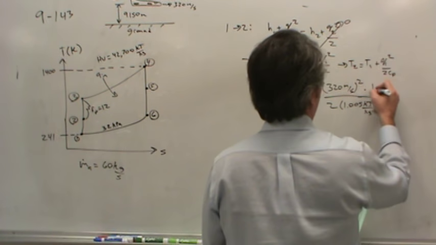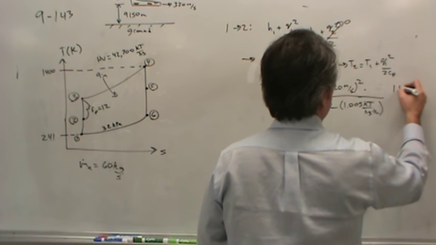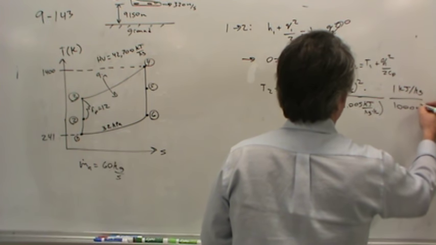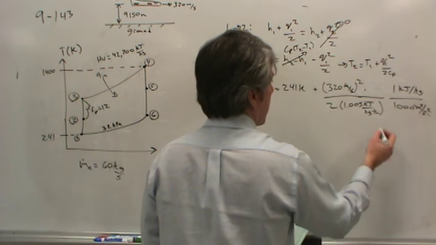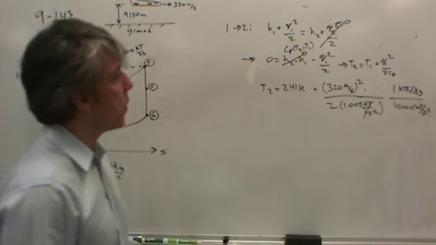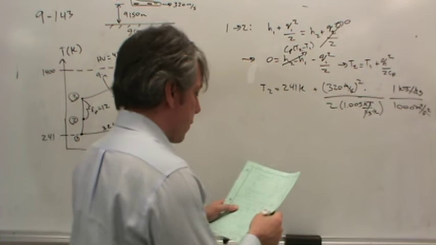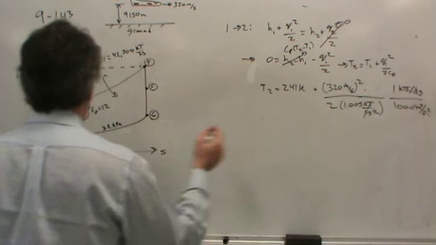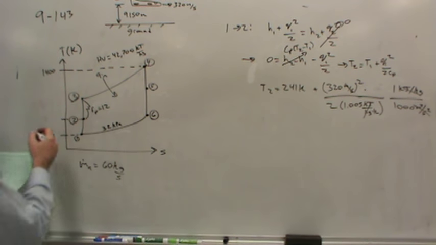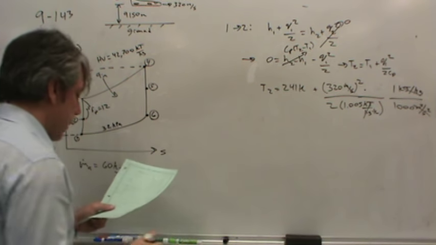So there's 1 kilojoule per kilogram per each 1,000 meters squared per second squared. See how the meters squared per second squared go away, and so do the kilojoules per kilogram. We're left with Kelvin, finally. So the temperature in state 2 comes out to 291.9 Kelvin. That's just the result of that equation over there.